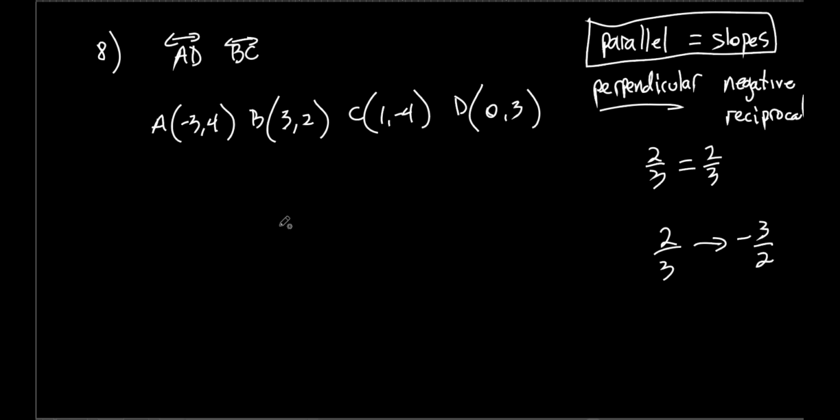So what are we going to do? What are we going to do with these points right here? We're going to find the slopes. Let's find the slope of AD. I'll put slope and I'll put a little AD underneath of it. Okay? Let's find the slope of AD.